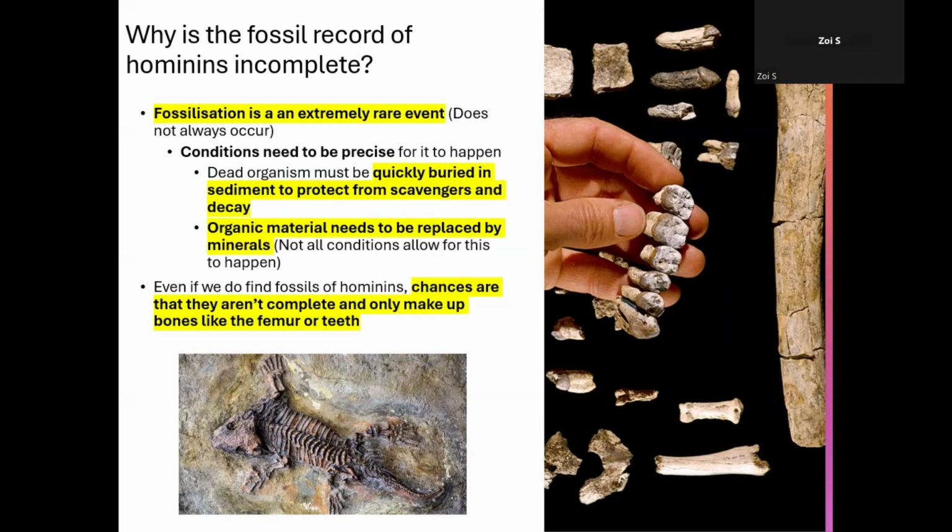These are your, what are those birds called again? Vultures, yeah. So scavengers like vultures will hunt for dead organisms. If scavengers get to the dead organism before it is buried in sediment, then fossilization will most likely not occur. In the same way, if it starts to decay before it gets buried by sediment, fossilization will also not occur. So these conditions need to be met.